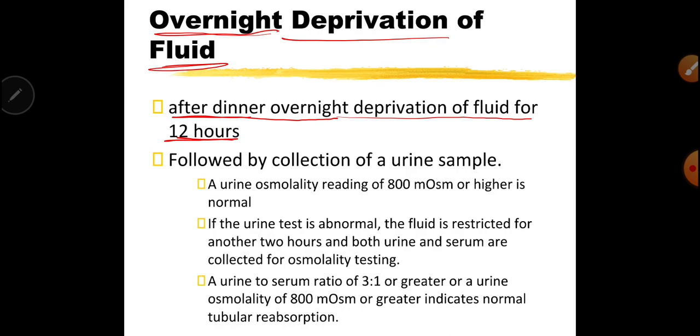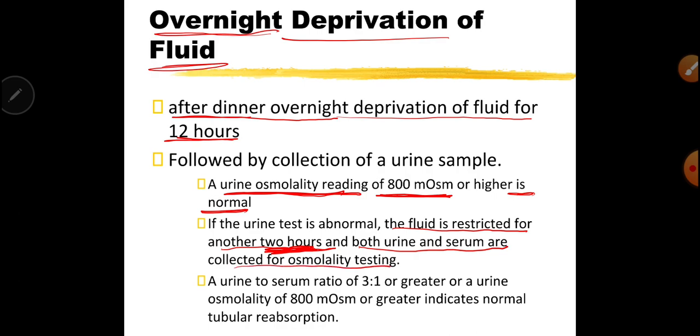During this time, the patient's urine osmolality will be measured, and if the urine osmolality is above 800 milliosmol or higher, this is normal. So if the patient is not allowed access to water, his urine should be very concentrated, 800 milliosmol or more. If the urine test is abnormal, meaning it is less than 800 milliosmol, the fluid restriction will be done for another 2 hours for confirmation, and both urine and serum are collected.